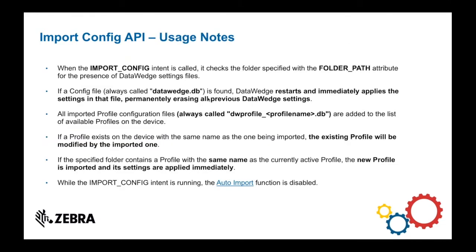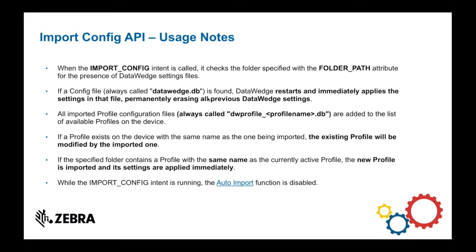Before I get to that, let me talk about some of the usage notes. First of all, when you're doing the import config, it's going to check the folder that's specified in the folder path attribute. I'll show a piece of code in a second. Essentially it's checking a folder on your device, and it's going to look for two things. It's going to look for a configuration file, which is always called datawedge.db. This is the DataWedge settings file, okay? If it's found, it's going to restart DataWedge, applying the settings immediately, erasing everything that was in DataWedge, basically resetting DataWedge at that point, if this file is there.